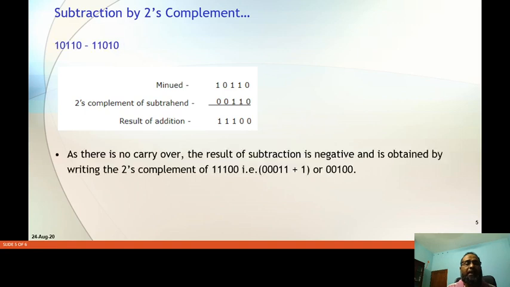Okay, then another example, here there is no carry. If there is no carry, what you have to do? You have to find the twos complement of the number, and you have to put a minus sign. That is just the reverse of the ones complement addition. In ones complement addition, if there is an end carry, we add it to the sum, but in the case of twos complement, if there is a carry, we have to drop it.